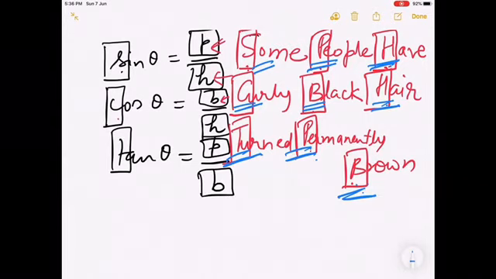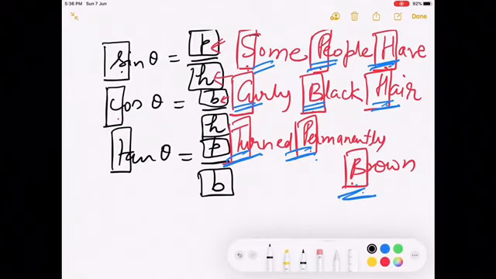Now there may be some other tricks also, which some other teacher may tell you. So if there are some other tricks of learning this, then you can learn them also. If you find this one difficult, I find this one easy. The trick here, the sentence here: some people have curly black hair turned permanently brown. So if I remember this, I remember all the three trigonometric ratios, no problem at all.